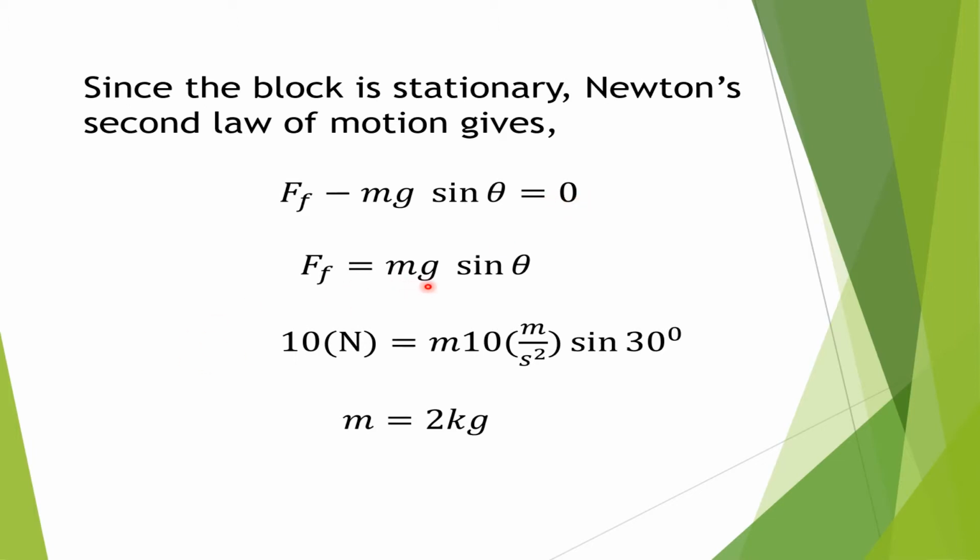Now we have been given that the force due to friction is 10 Newton. g is given as 10 meter per second square, and theta, the angle of incline, is 30 degrees. So sine 30 is half. This 10 and 10 will go away and we get the mass as 2 kilograms. So this is how we apply Newton's second law of motion to get the mass of this block.